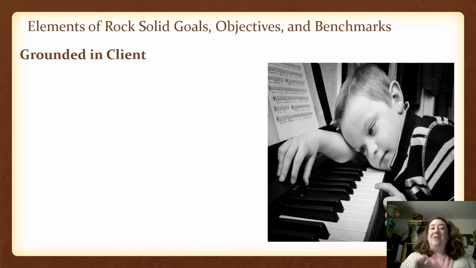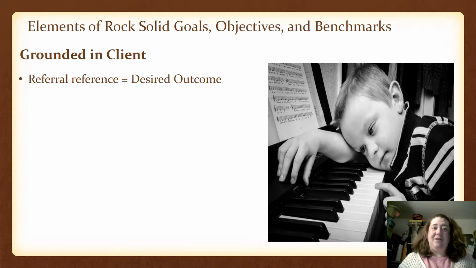We always remember that the elements that we have are grounded in our client first and foremost. We want to make sure that these are reflective of the clients that we have in treatment. Our referral reference is our desired outcome, the reason people are in therapy. And this is really important because the people who are paying for the therapy want to have a clear-cut objective in mind, a reason for why they're in therapy. And so it's important that we know that referral reference.